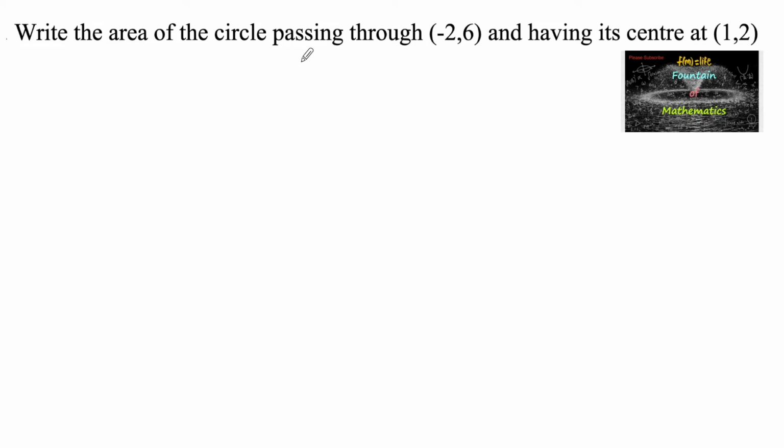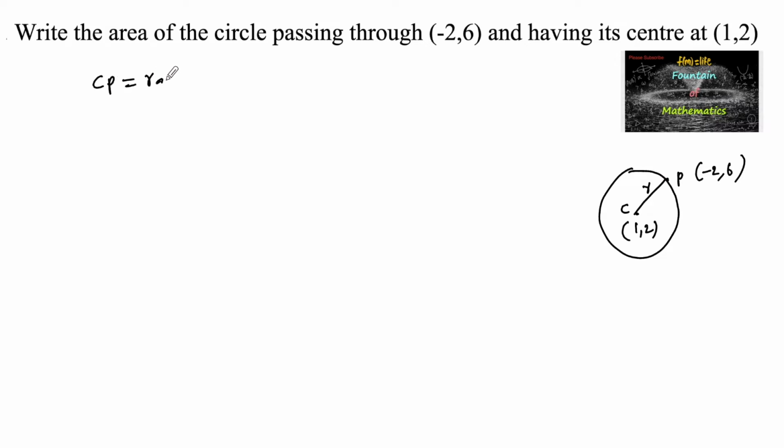Write the area of the circle passing through (-2, 6) and having its center at (1, 2). So there is a circle whose center is (1, 2), say C is the center, and it passes through a point P (-2, 6). It's very clear that the distance from C to P is the radius. So CP is equal to R, the radius of the circle.